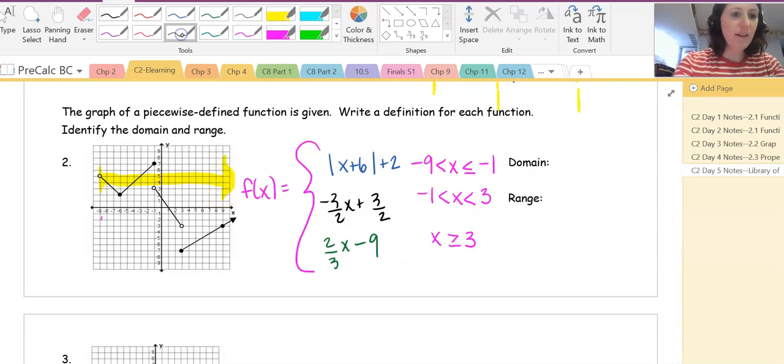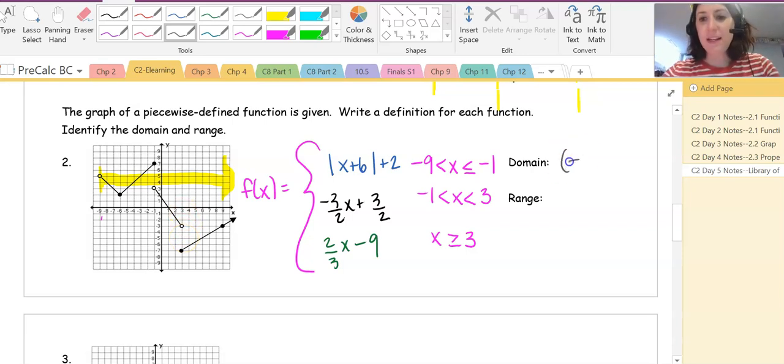Notice you do have an open dot at -1, but it gets closed again up here. And same with at 3. So this is just going to be from -9 to infinity. And notice I am using parentheses because that -9 was an open dot.